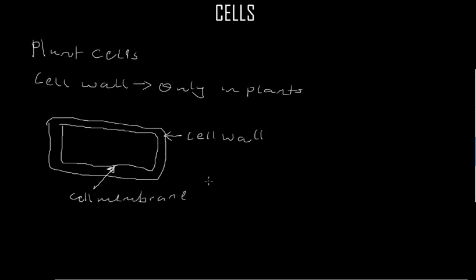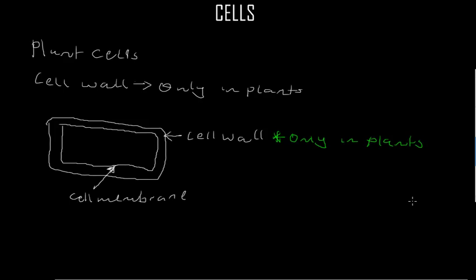So only plant cells have a cell wall. This is very, very important to note, grade 9s. Only in plants. Cell wall is found only in plants.